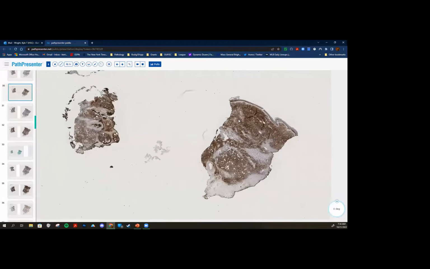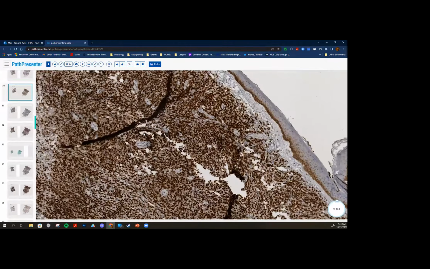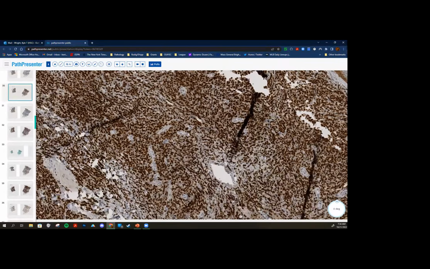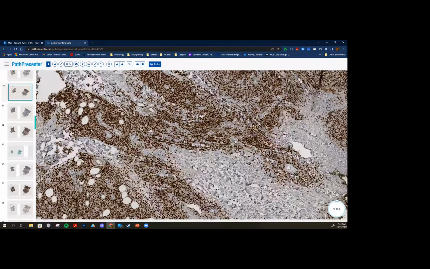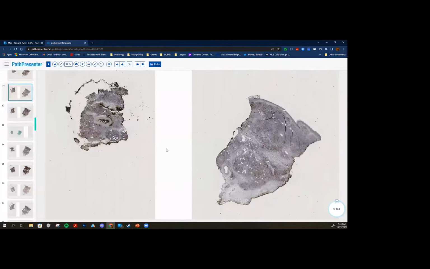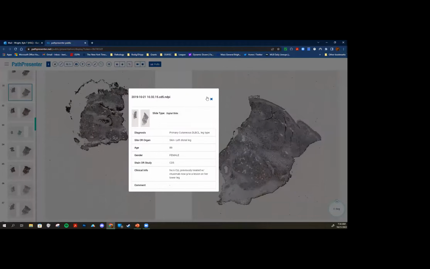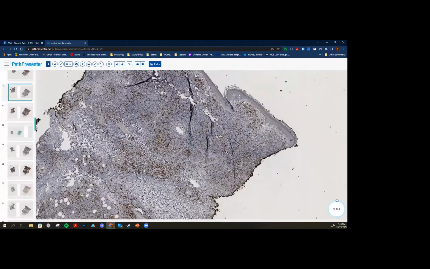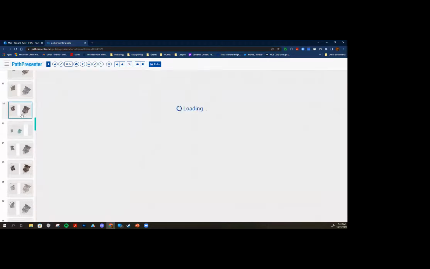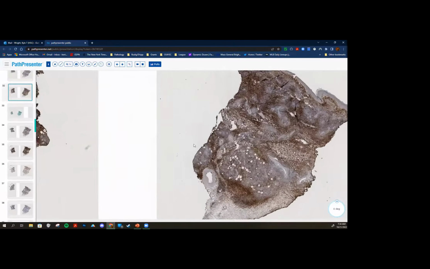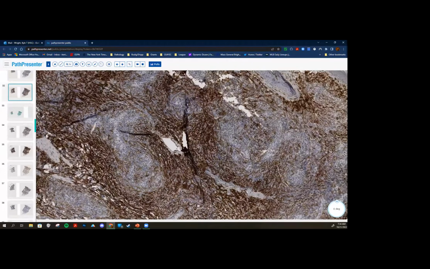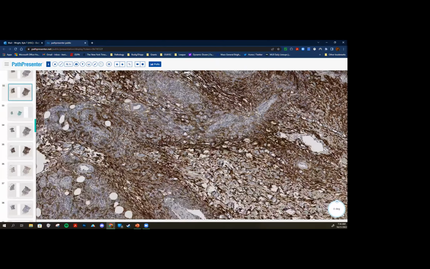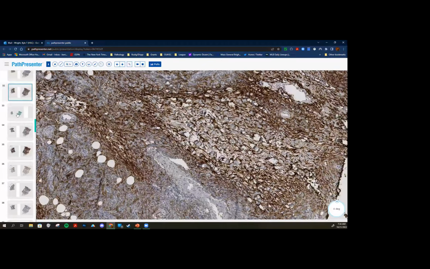This is BSAP or PAX5, or if you're a fan of the gene, and you can see that's diffusely and strongly positive in our infiltrate. So this is a B cell derived tumor. It's a B cell lymphoma. CD5 is negative. It just highlights the T cells again. This is important prognostically for this lesion. This is a CD10. It's showing stromal staining, but relatively little staining of the neoplastic cells.